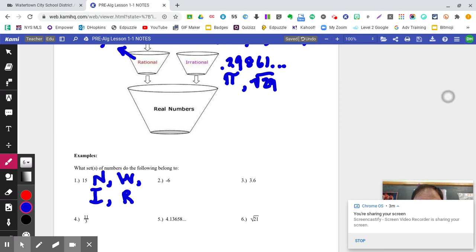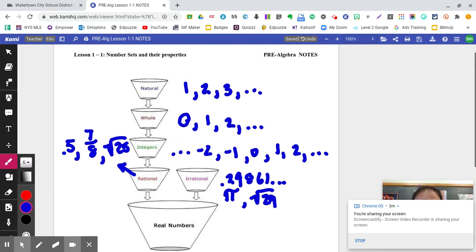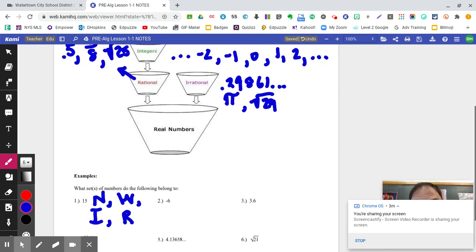-6. Negatives are not part of the natural numbers. They're not a whole number. So negatives are integers, and it's rational.